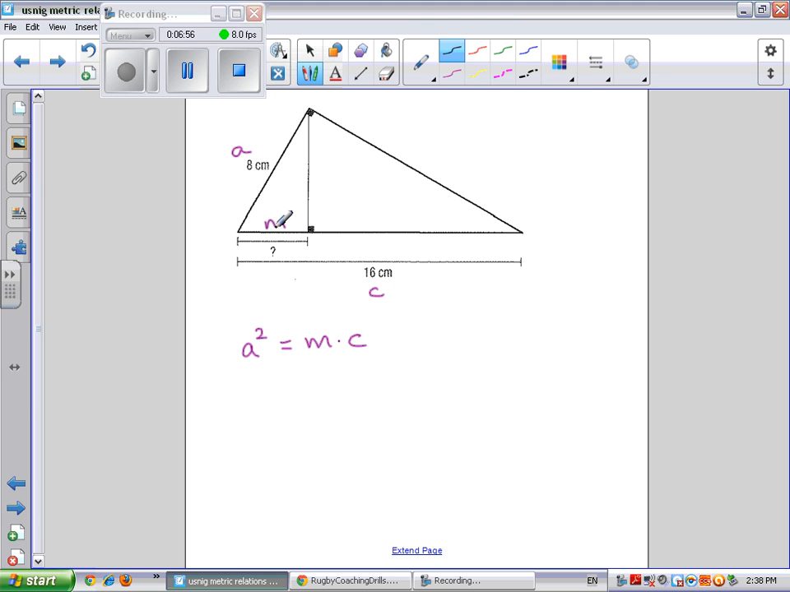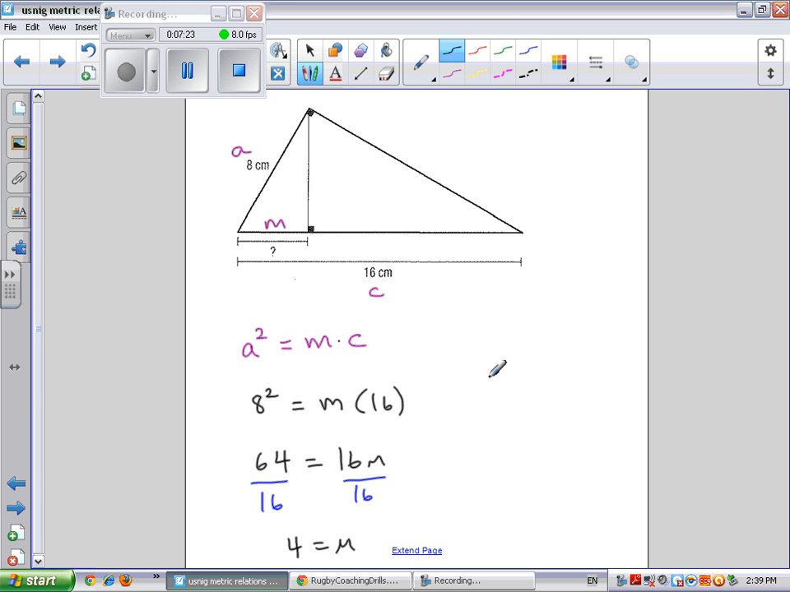So I'm going to substitute like I did in the previous question. 8 squared is equal to m times 16. 64 is equal to 16m. Divide both sides by 16 and get 4 is equal to m. And I think now that we've done 2, even the third will become easier because really you're just recognizing that you have this diagram and you're looking to solve for missing sides using one of those relationships.